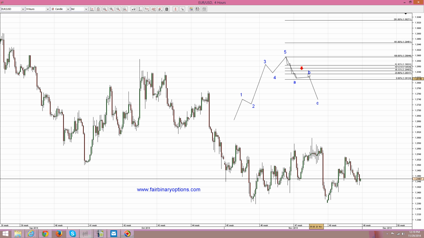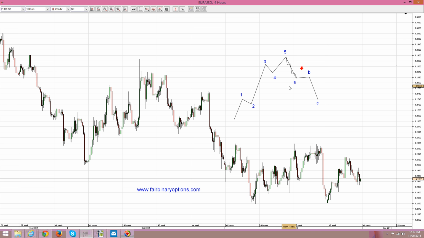Let's assume now that wave A, on the other hand, was not an impulsive move, not a five-wave structure, but a three-wave structure. Well, then we should only stay long, or only buy call options, until the 61.8 level comes, because if wave A is a three-wave structure, then the whole ABC is called a flat, and in a flat the B wave is mandatory to retrace more than 61.8.